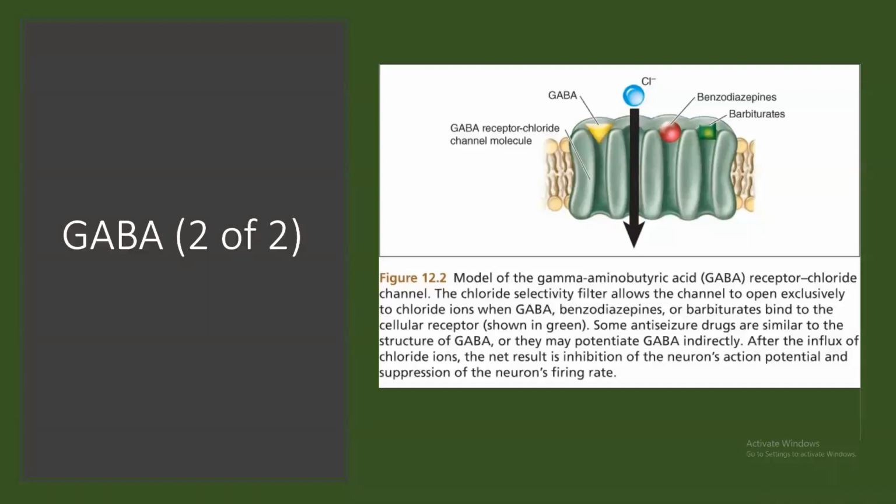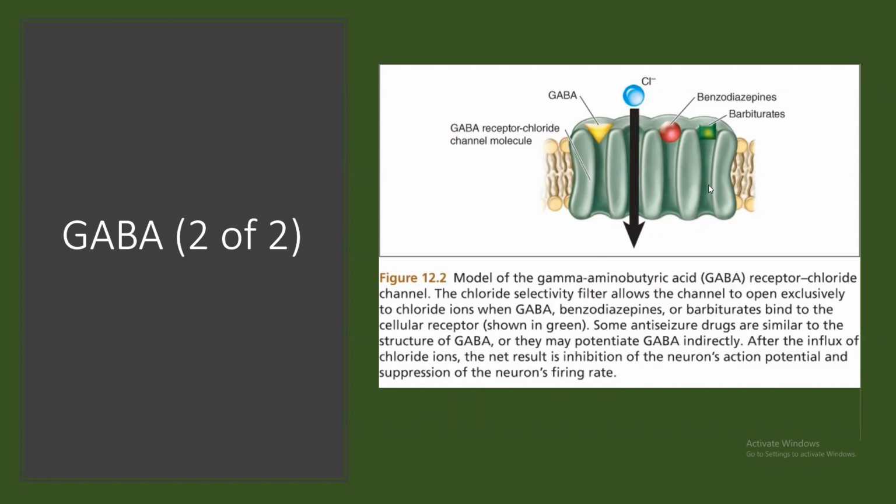This model is showing a gamma aminobutyric acid receptor chloride channel. The chloride selectivity filter allows the channel to open exclusively to the chloride ions when the GABA, benzodiazepines, or the barbiturates bind to the cellular receptor. You can see this triangle is GABA, the red ball is benzodiazepine, and the green is showing barbiturates. And they all are trying to attach to the cellular receptor. These greens are the cellular receptors.